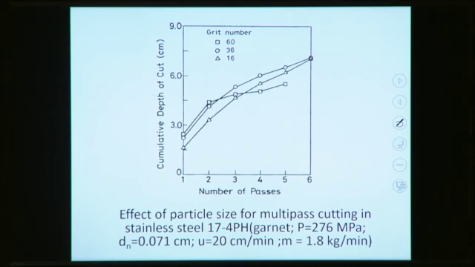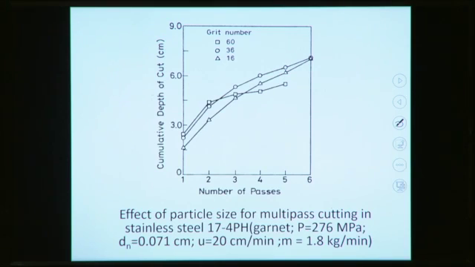Number of passes means we can use a single nozzle with different passes to get a certain depth of machining into the workpiece surface, or you can use multiple jets in tandem and move all these jet nozzles together. If we increase the number of passes, you can see the cumulative depth of cut increases, because at the second pass, whatever machining cavity was generated behaves as a local mixing chamber.